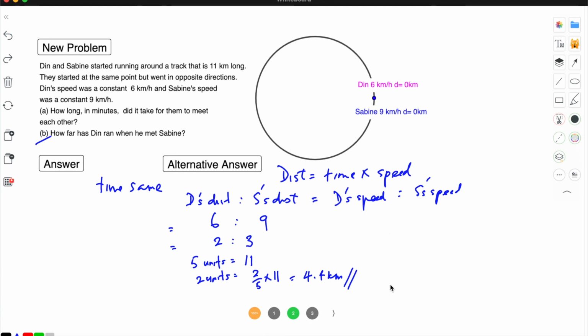So now having found the answer for part B, which is the distance that Dean ran, we can easily find the answer for part A. For part A, we need to find the time taken. So the time taken is equal to distance divided by speed. Distance is 4.4 kilometers and speed is 6 for Dean. Since we want the answer in minutes, we have to multiply by 60. So we're going to get 44 minutes.